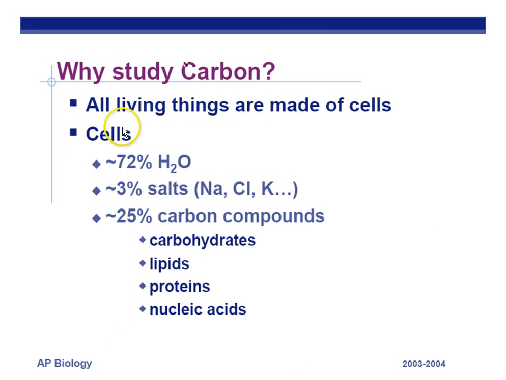Why study carbon? Well, all living things are made of cells, and about 25% of life is made up of carbon compounds: carbohydrates, lipids, proteins, and nucleic acids, together known as the macromolecules, though the least macro of the bunch are the lipids. Remember that living things are about 72% water and 3% salts. Water, of course, is used as a life solvent as well as for other reasons. Salts are used for things like the nervous system and conducting nerve impulses. Some salts, like calcium salts, are found in our bones.